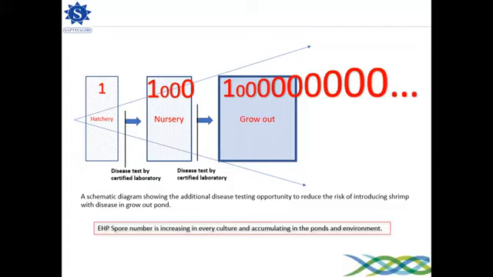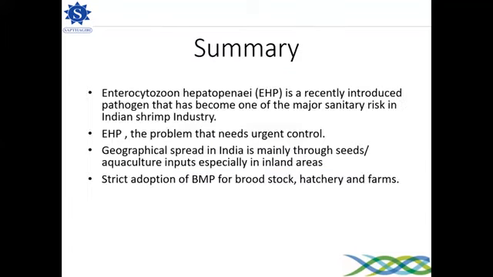EHP spore number is increasing and accumulating in the pond environment. Enterocytozoon hepatopenaei is a recently introduced pathogen that has become one of the major sanitary risks in the Indian shrimp industry. EHP is a problem that needs urgent control. Geographical spread in India is mainly through seeds and aquaculture inputs, especially in inland areas. Strict adoption of BMP for broodstock, hatchery and farms is to be taken.